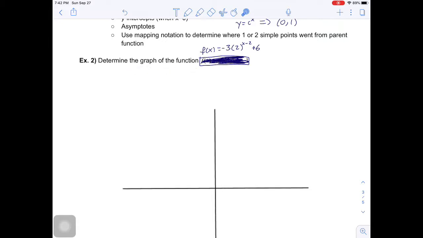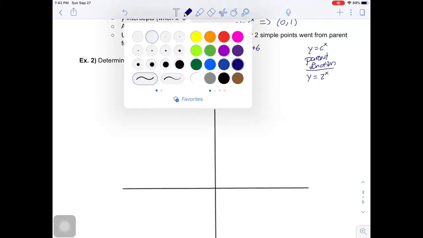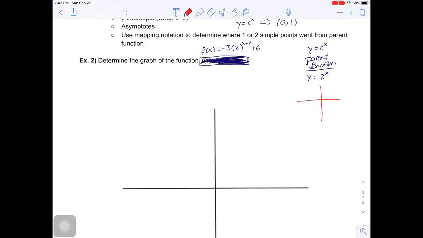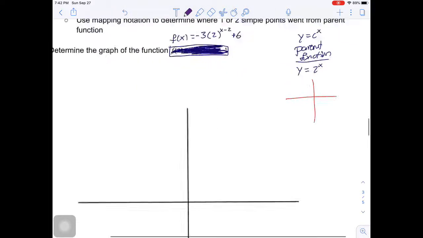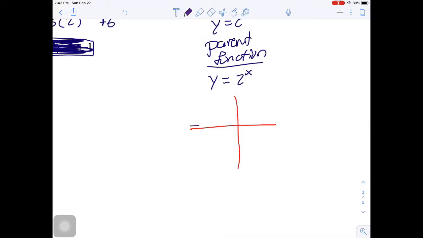So the first thing you want to do is ask yourself, what does this parent function look like? Well, we can think about the parent function, and in this case, c equals 2. Because remember, all parent functions for exponents are y equals c to the x. But in this case, c equals 2. So our parent function is 2 to the x. So that's a pretty easy one to imagine. Okay, so if we draw a really rough looking graph here, we know that it has a y-intercept at 1. So this is 1 here.